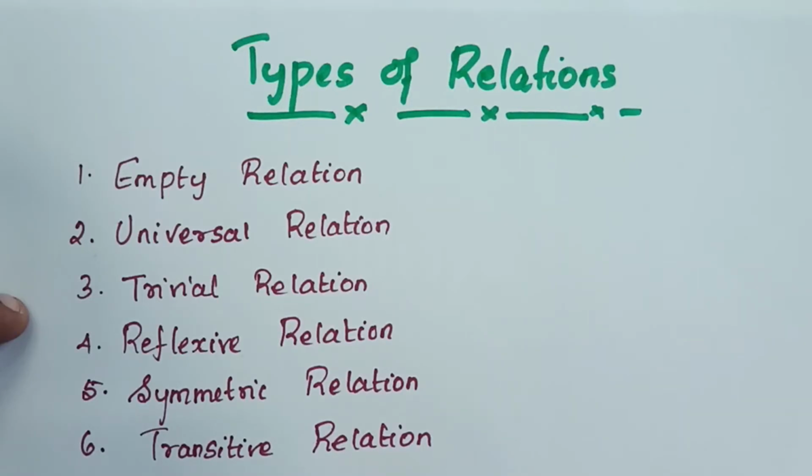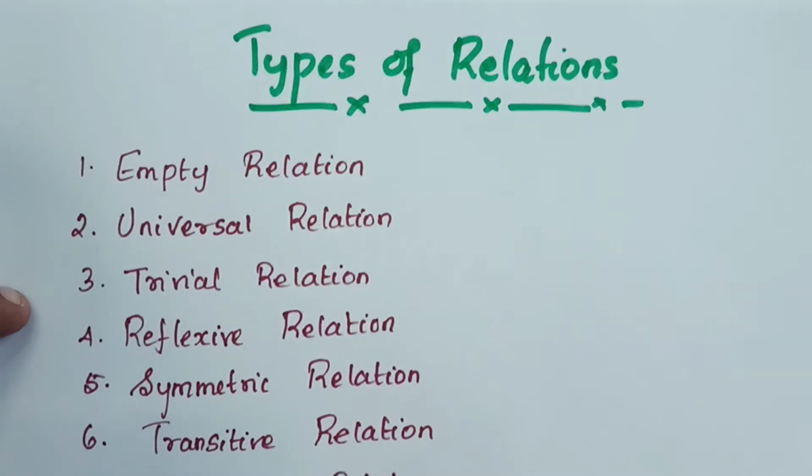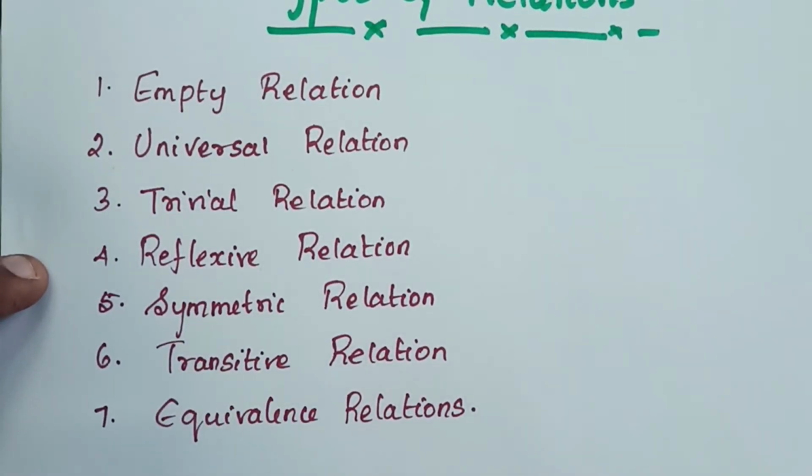In the previous class, we studied the basic concepts of relation. Today, we are going to study the types of relations. There are 7 types of relations. So these are the 7 types of relation. By the end of the video, you will get a clear understanding of these 7 types of relations. So let's see them one by one.